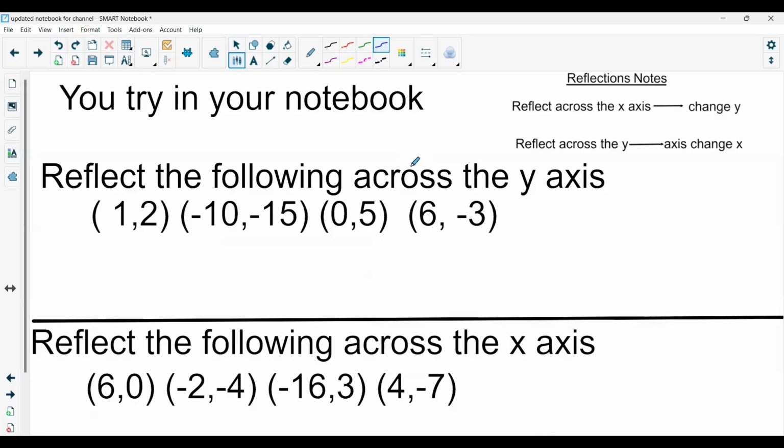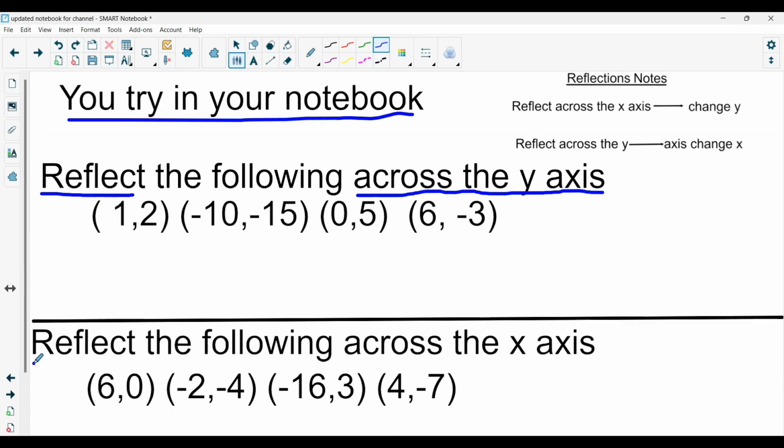Okay? So let's see. This first one here, you do not have to write where it says you try in your notebook. I want you to just write down these ordered pairs and you can write the words reflect across the y-axis. You can just write the words I'm underlining. Reflect across the y-axis. Okay?